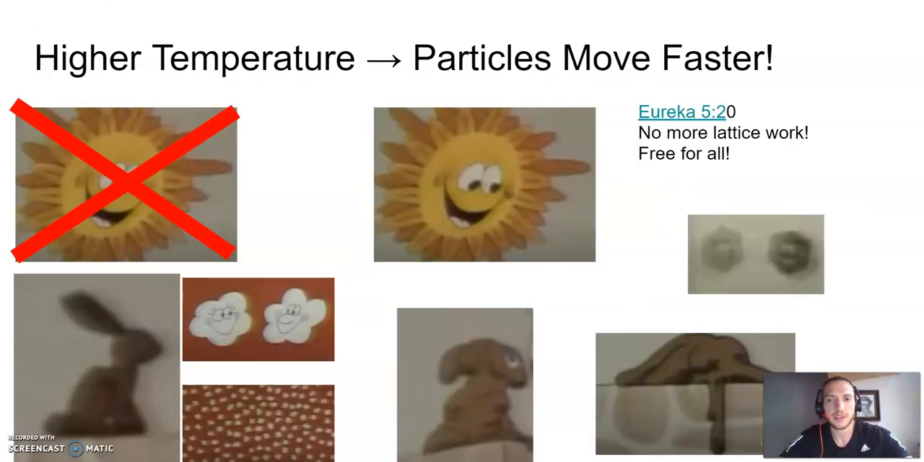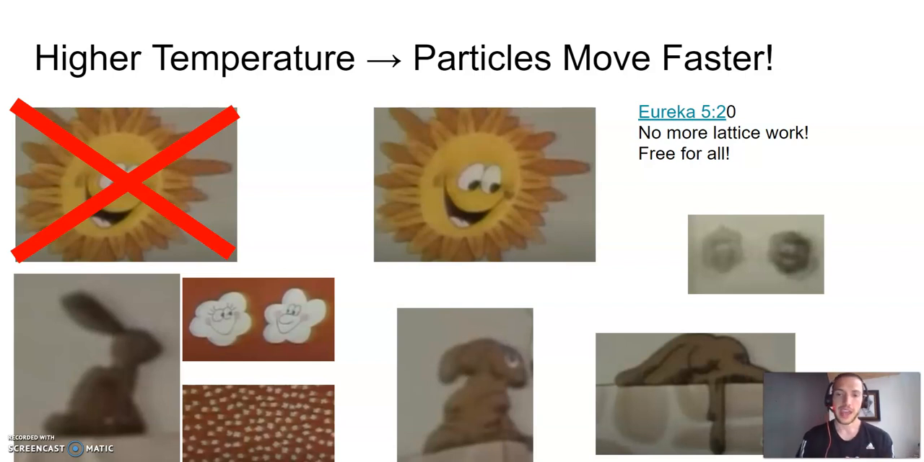If you look at the left part of the screen, I put a sun there and I put an X through it. So without sun, if you have a piece of chocolate that is shaped like a rabbit, you put it outside and there's no sun, that piece of chocolate stays solid and it continues to look like a rabbit. Again, the particles in that solid rabbit are very organized. They're doing the dance in that lattice structure.